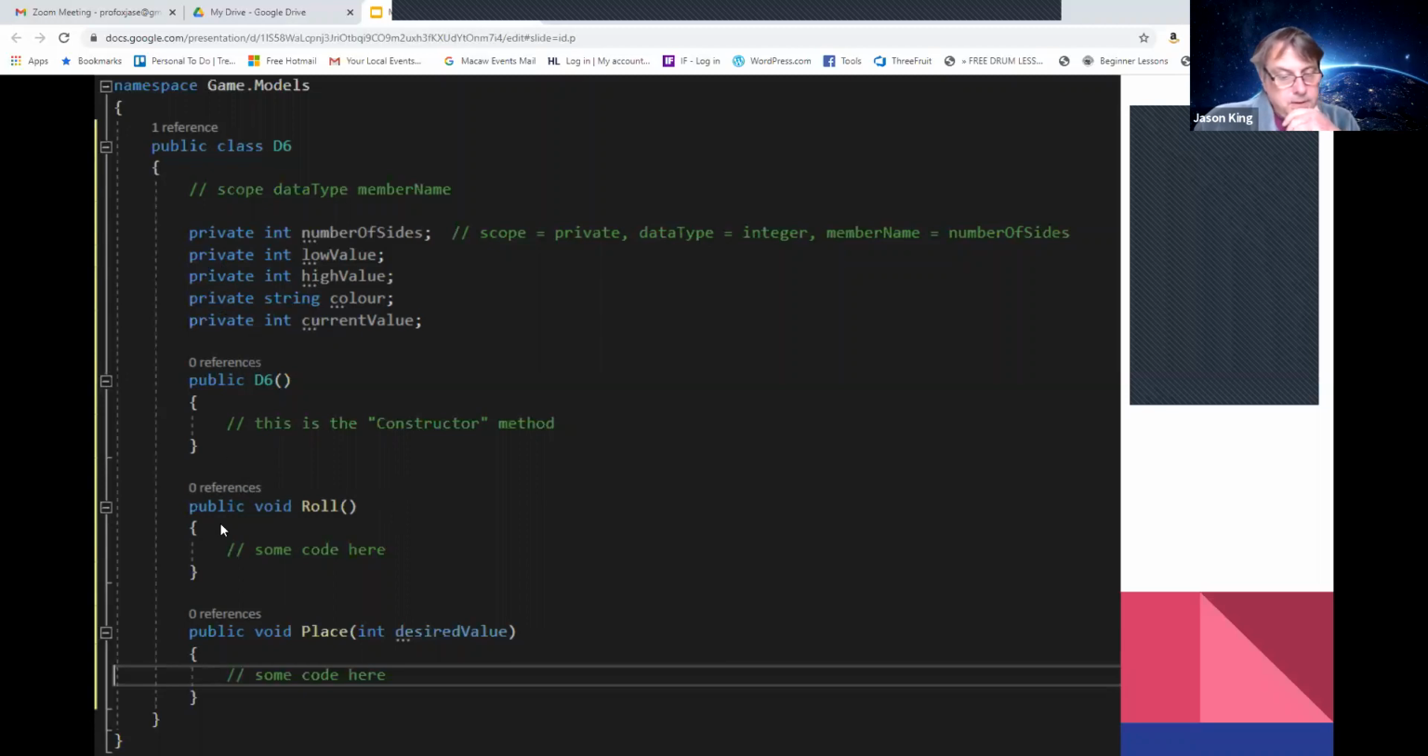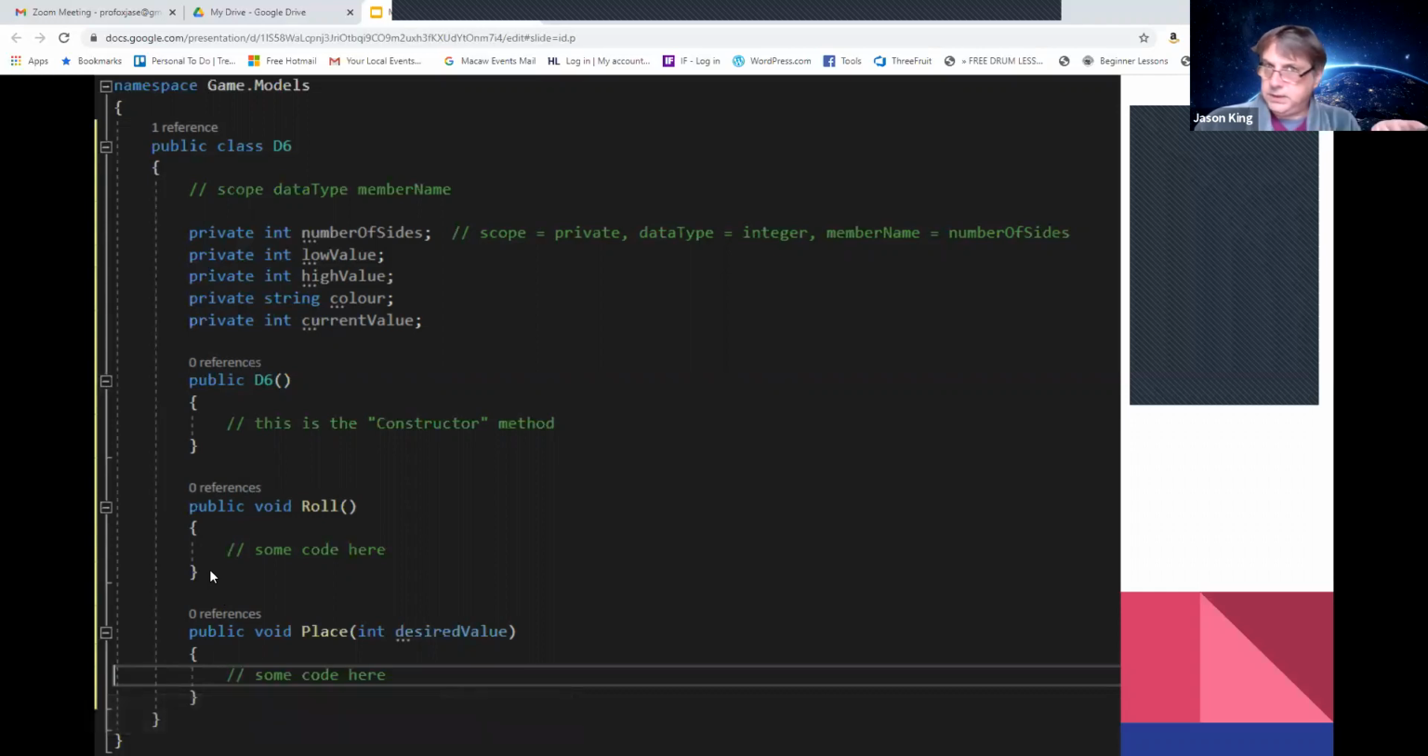Here we have verbs. We've got the roll and we've got the place. And I haven't written any code here to roll the dice, and I haven't written any code here to place the dice, but what I am saying is that these are public things. So this is the public interface that people will use when they're using the digital model.